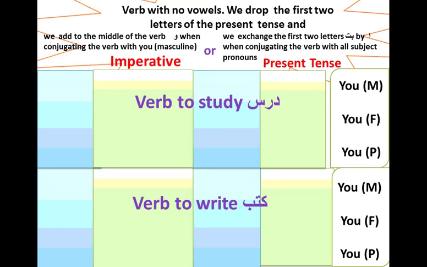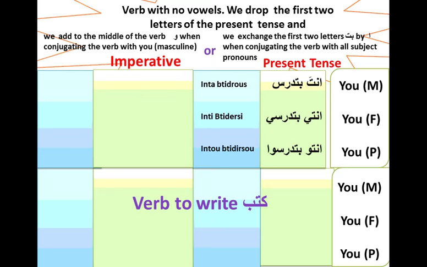And sometimes, it depends on the dialect, we add to the middle of the verb waw when we're conjugating the verb with you masculine. Or we could change the first two letters ba by alif when conjugating the verb with all subject pronouns. An example of that is darasa and kataba.